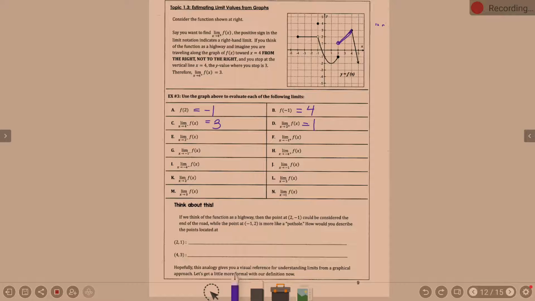What about the limit as x approaches 2 from the left? So what am I doing this time? As x approaches 2 from the left, what y value are we approaching? There's the -1. And this is a graph that has a discontinuity there. There's a jump there. Okay?